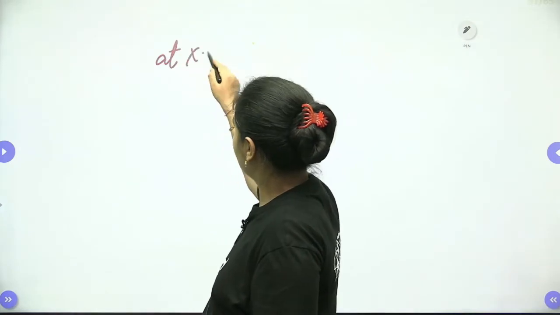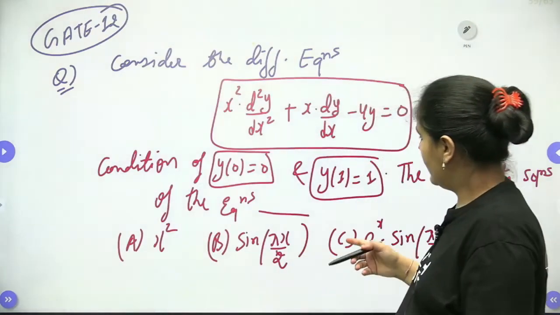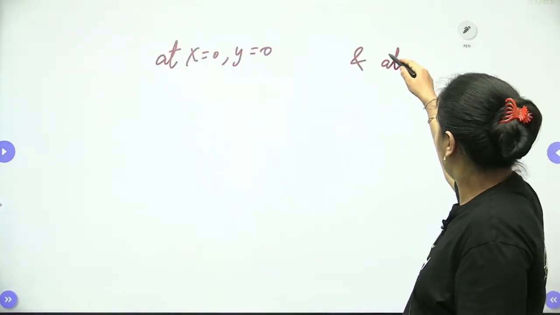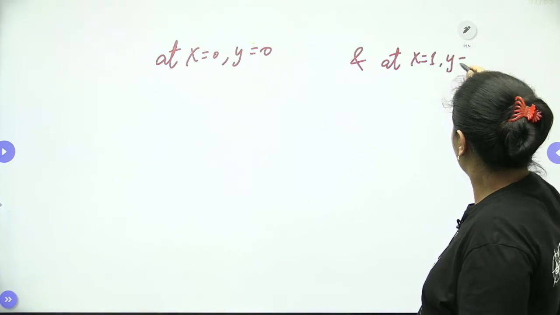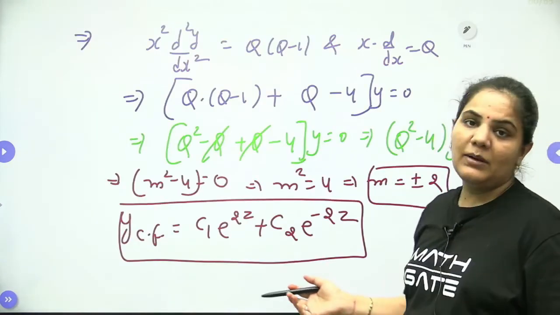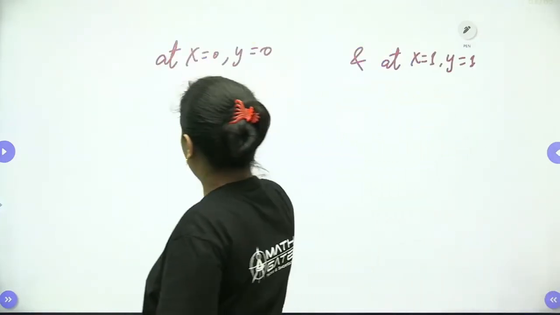We have the conditions: at x is equal to 0, y is equal to 0, right? And at x is equal to 1, y is equal to 1. So we have 2 conditions. With the help of these 2 conditions, we will find out the constants, right?